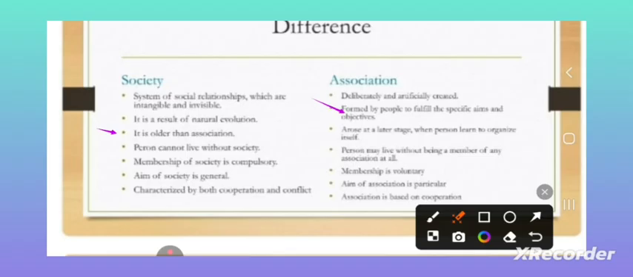Person cannot live without society. Society is essential for human life. A person may live without being a member of any particular association. Associations are optional.